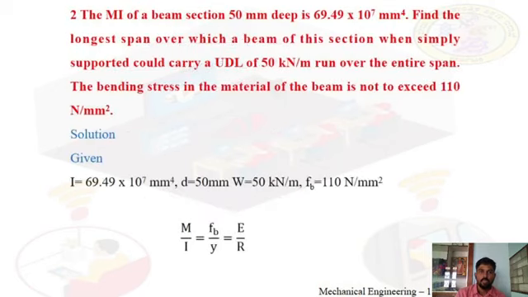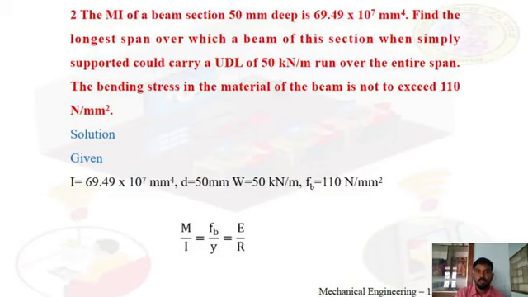Next problem: the moment of inertia of a beam section 50 mm deep is 69.49 into 10 power 7 mm to the power of 4. Find the longest span over which a beam of this section, when simply supported, could carry UDL of 50 kilonewton per meter run over the entire span. The bending stress in the material of the beam is not to exceed 110 Newton per mm square.